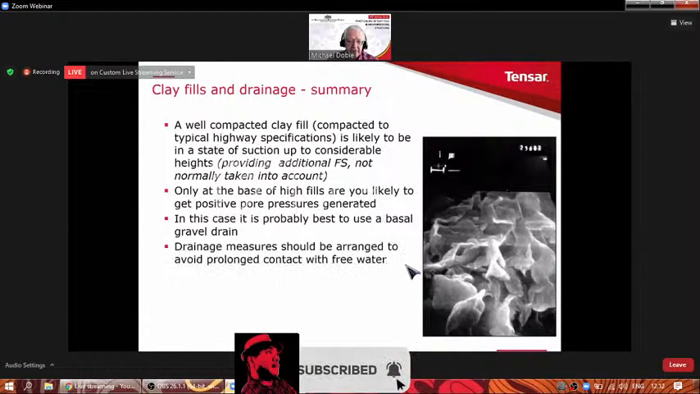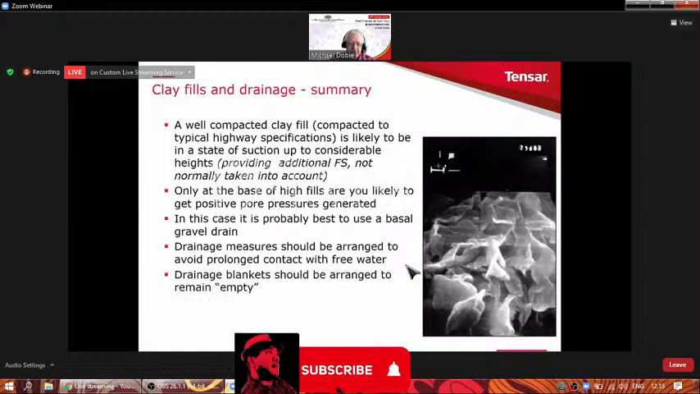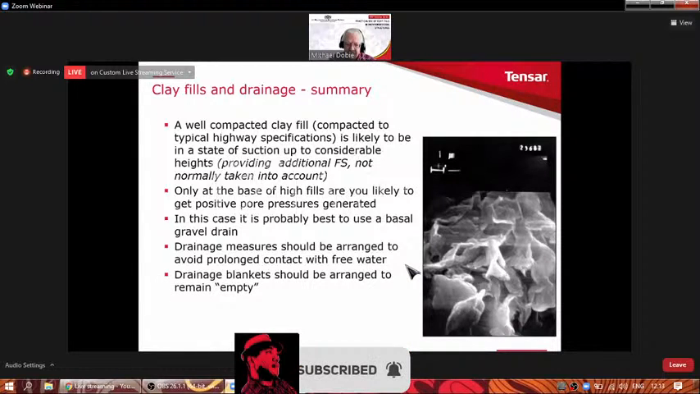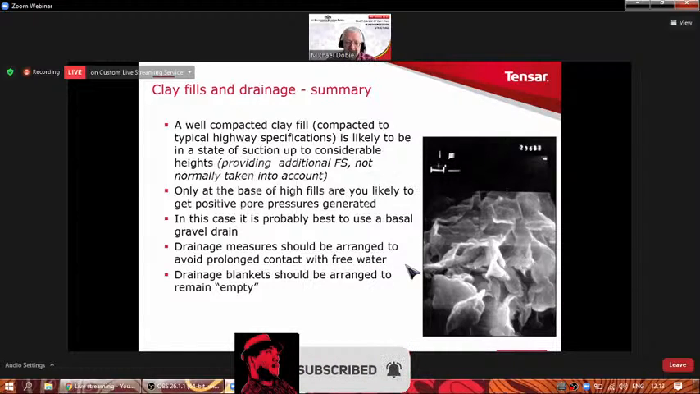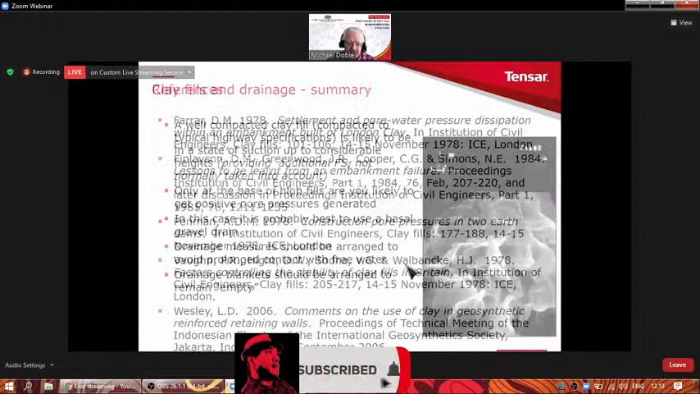It's important that drainage measures should be arranged to avoid prolonged contact of the fill with free water. Just remember Pat Clay and his requirement to avoid being in contact with free water. Drainage blankets should be arranged with crossfalls and be in locations where they can essentially remain empty. In other words, water can easily run out of them. They don't sit there providing a source of water to the clay nearby, like we saw just now with the Hill Hall failure.